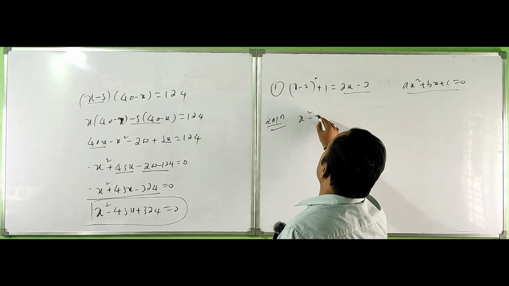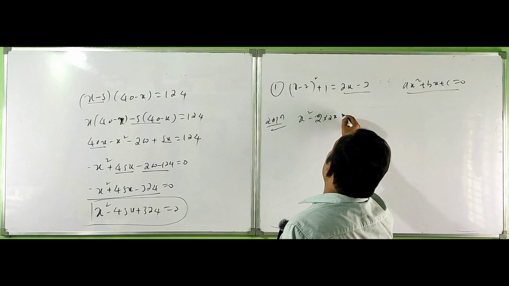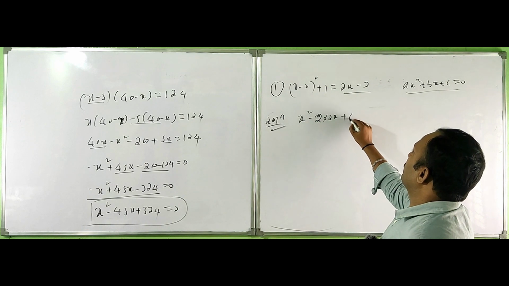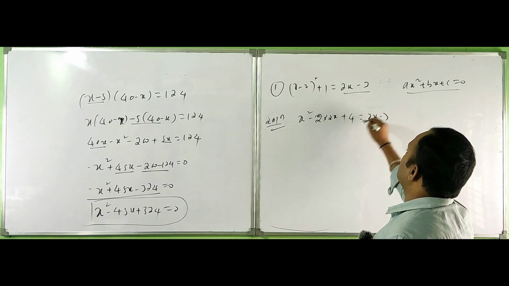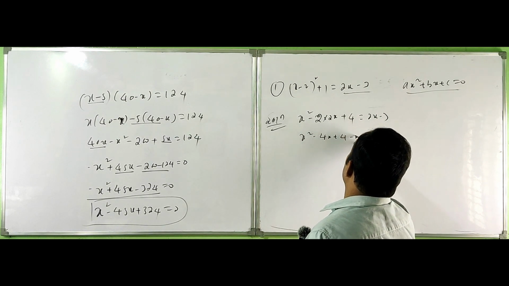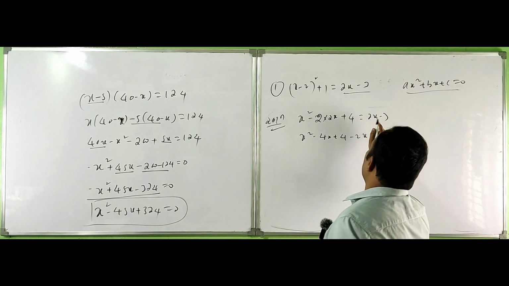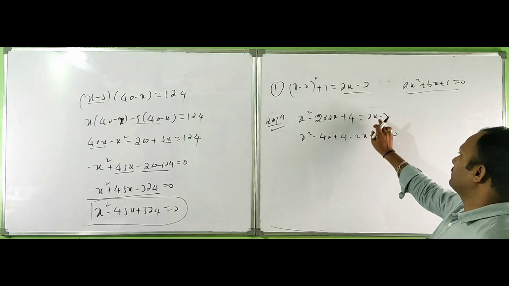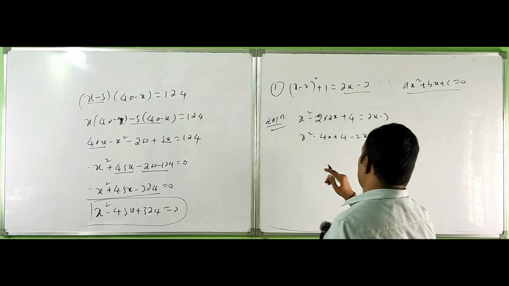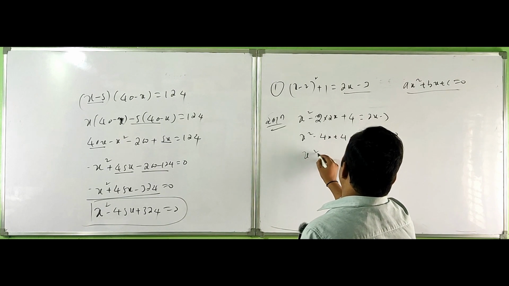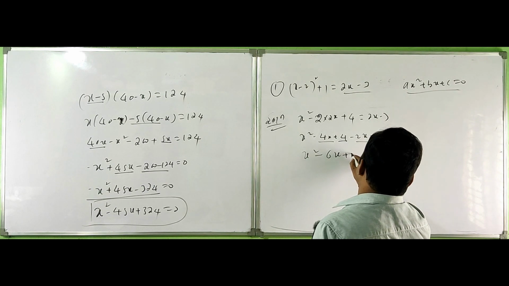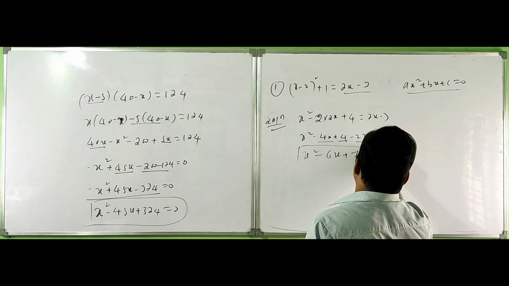x square minus 2 into 2x, that is 2ab, plus 4 is equal to 2x minus 3. This is x square minus 4x plus 4 minus 2x plus 3 is equal to 0. Moving across the equal sign, the signs become opposite. Then x square minus 4x minus 2x is minus 6x, plus 4 plus 3 is plus 7, is equal to 0. Therefore, it is in quadratic form.